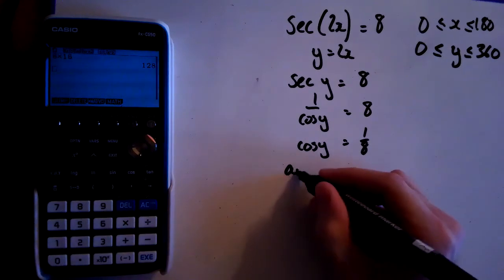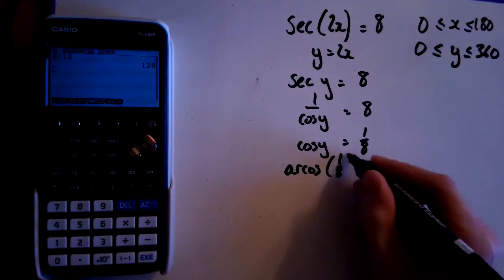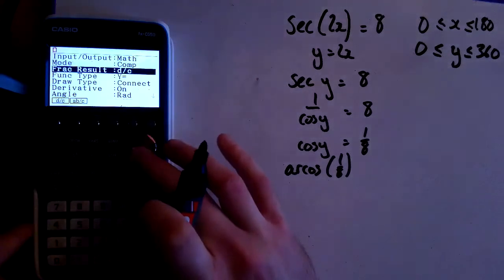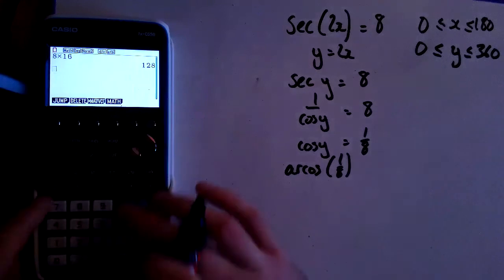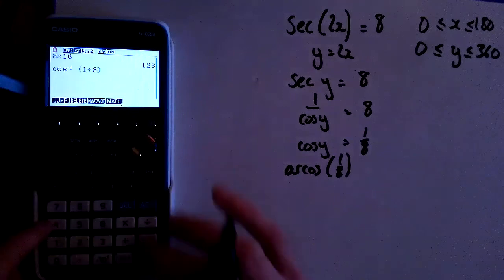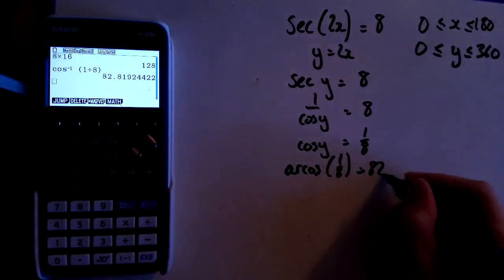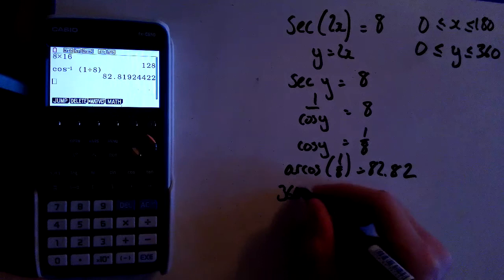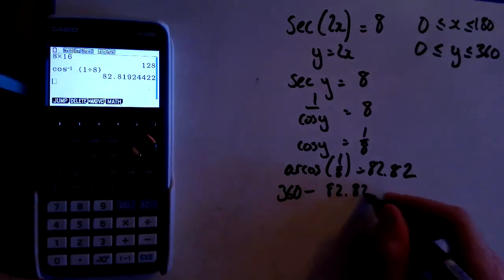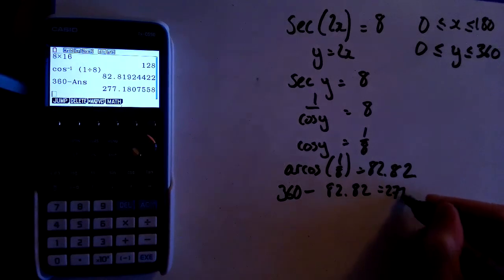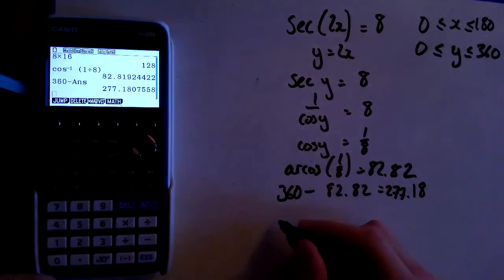We'll get the first answer by doing arc cos 1 over 8. Make sure I'm in degrees. So arc cos of 1 over 8 gives me 82 point something. Let's do 2 decimal places because one whole number actually. Then I'm going to do 360 minus because it's cos. 277.18. So that's my answers for y.